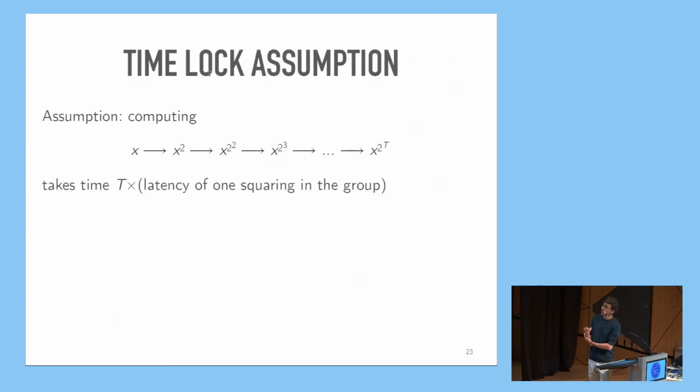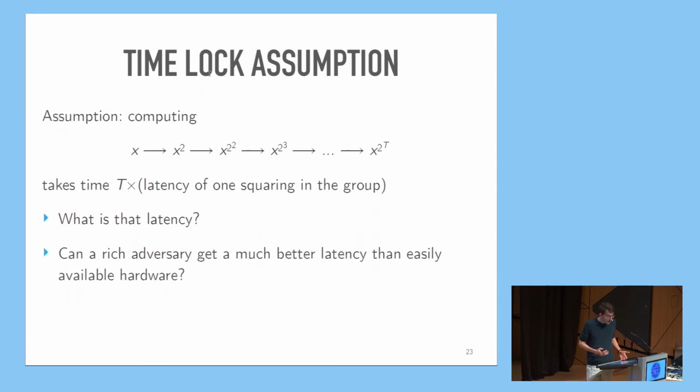So the basic assumption is the time lock assumption. We say that given x in our group, computing x to the power 2 to the power t will require t sequential squarings. In other words, the required time is t times the latency of doing one squaring in the group. Now we need to understand exactly what is this latency. How fast can we do a squaring in the group? And more precisely, can a rich adversary get a much better latency than the easily available hardware?